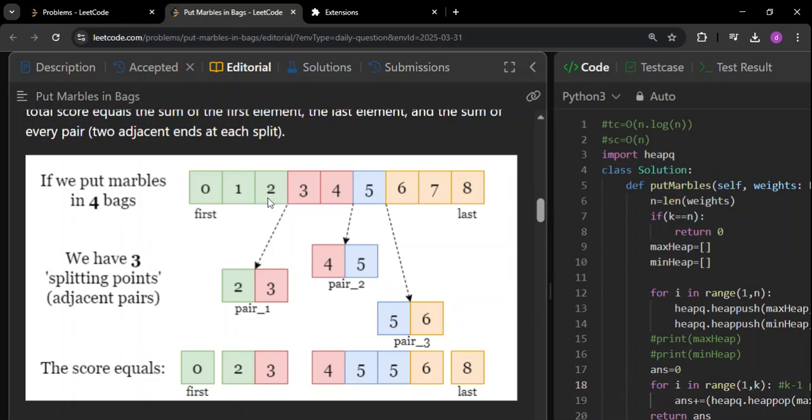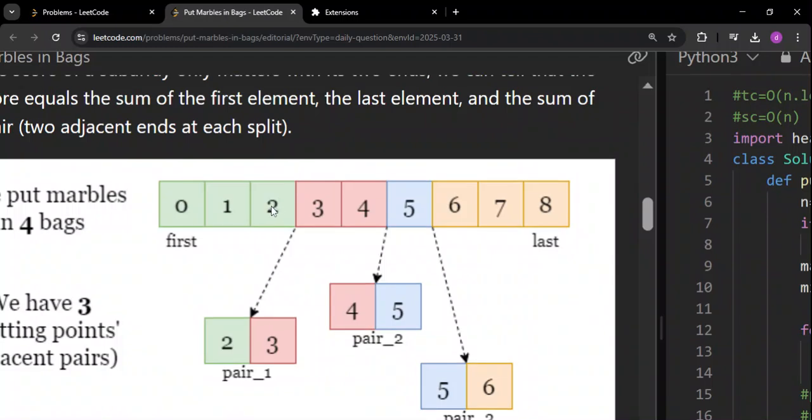See, the 2 here and 3, the actual division is happening between them. So 2 and 3, this particular pair is acting as a divider. Similarly, if you talk about 4 and 5, the division is happening between them, so they are acting as a divider. Similarly 5 and 6 is acting as a divider.